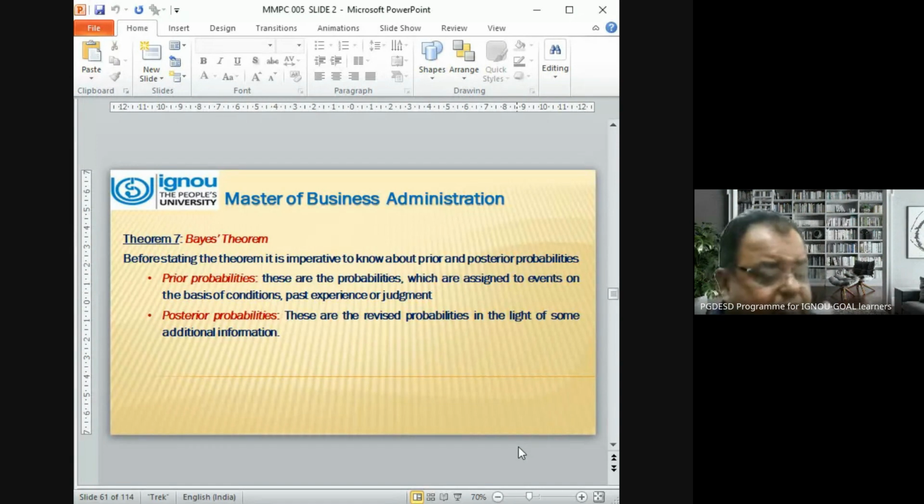This is one of the most important parts in probability, that is Bayes' theorem. Before starting the theorem, it is imperative to know about prior and posterior probabilities. Prior probabilities are the probabilities which are assigned to events on the basis of conditions, past experience or judgment. And posterior probabilities are the revised probabilities in the light of some additional information.